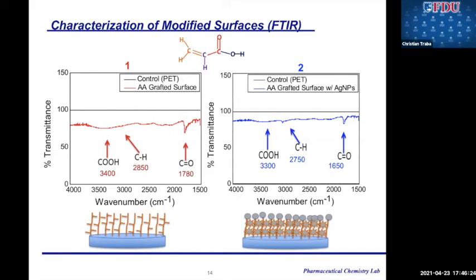Another interesting factor is that we see carbonyl peaks that are less intense, and they shifted from 1780 in figure 1 down to 1650 in figure 2. This also tells us something very interesting. It allows us to think that the silver nanoparticles are bound to the carbonyl and the carboxylic acid group of our acrylic acid polymers.